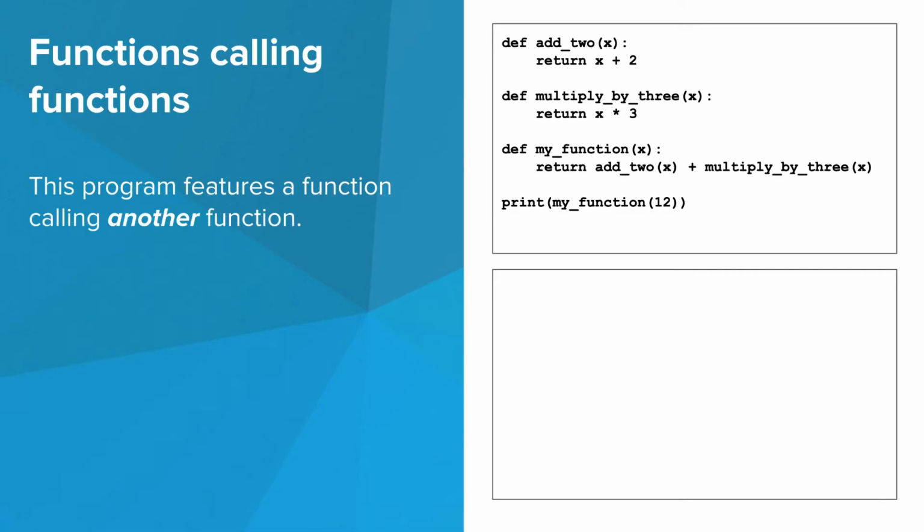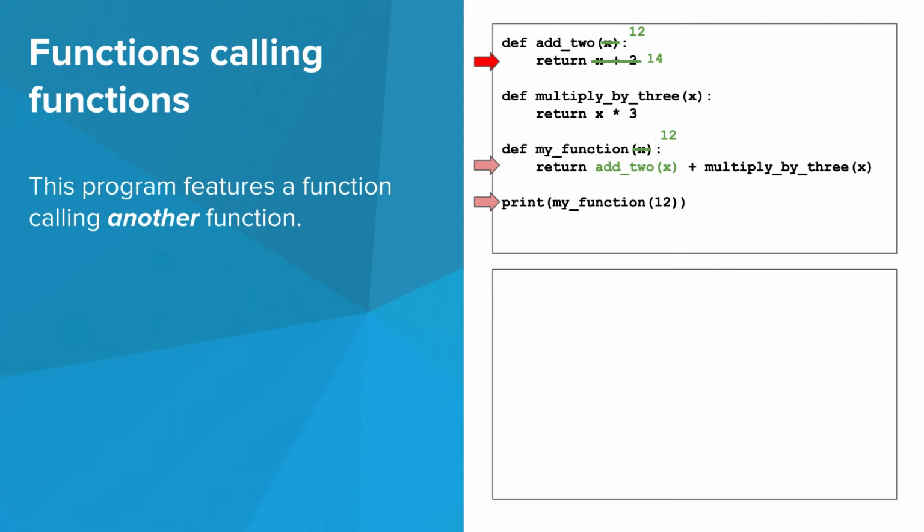Now, let's trace through this program, which features a function calling another function. Once again, we start with the first thing that isn't a function definition. The interpreter jumps to my function, and the argument, 12, is assigned to x. In order to evaluate the return statement here, the interpreter has to jump to add2, which has its own independent parameter called x, whose value in this case is also 12.